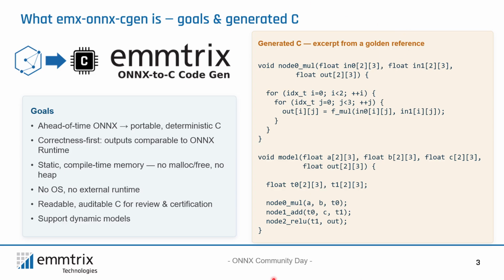On the right side, you see an example of a model. We have one function, the model function. The input parameters of the model are function parameters, here A, B, and C, and one output parameter. Then it calls 3 functions, one function per node. And here is an example of one implementation of a node function: a component-wise multiplication that just multiplies 2 elements. And we use here an encapsulated scalar function so that it can be reused.